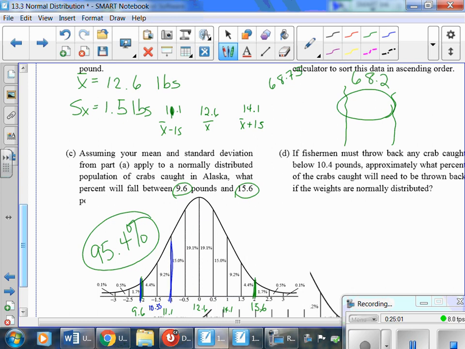So they're saying what percentage from here down? So we need all these numbers. So that's going to be 0.1 plus 0.5 plus 1.7 plus 4.4, which is 6.7% of the population. Okay, it says what percent of the crabs. I'm sorry, I thought I was answering a different question. Okay, so approximately what percent of the crabs caught will we need to throw back? And it's simply 6.7% of the crabs have to be thrown back.